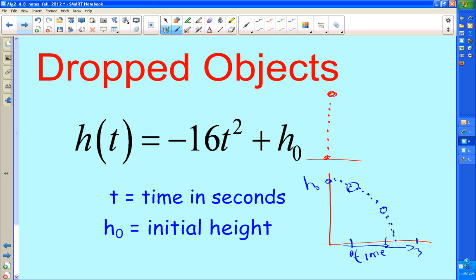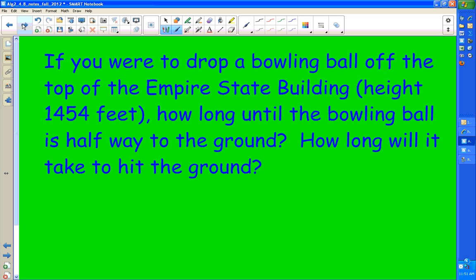H sub 0 is your starting height. T is time. There are 2 unknowns. You're always going to ask yourself, do I know the height or do I know the time? Your points, your ordered pairs, are always t, comma, h of t. Time, height, which one do you know?